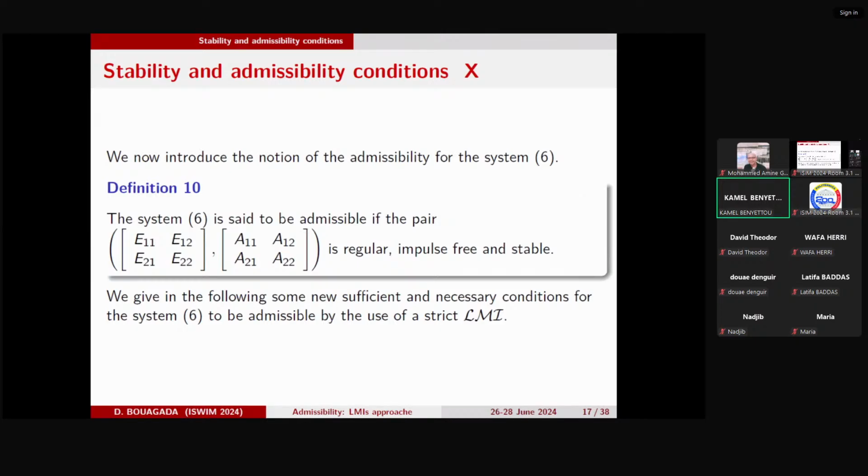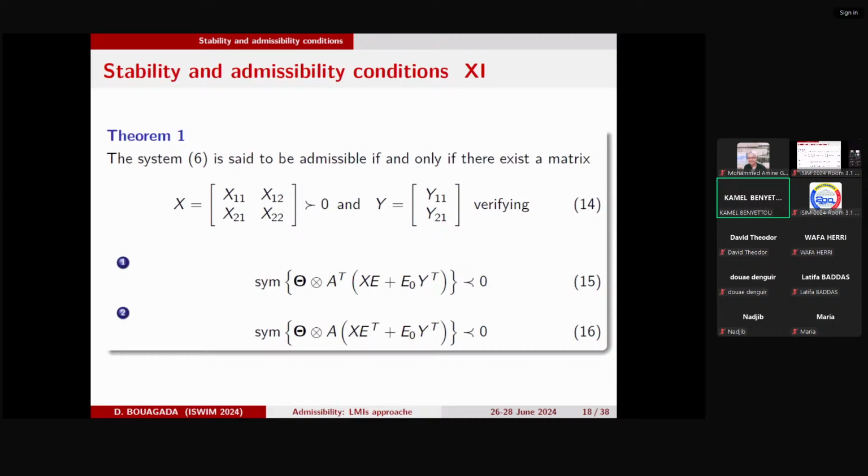But now we have to move to how we can say that the system is admissible. This theorem is our main contribution in this paper.